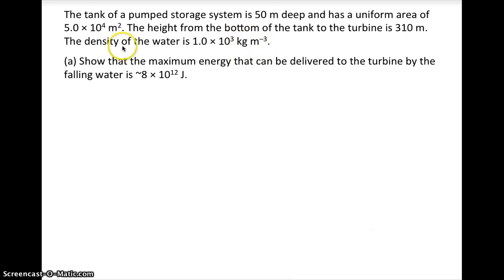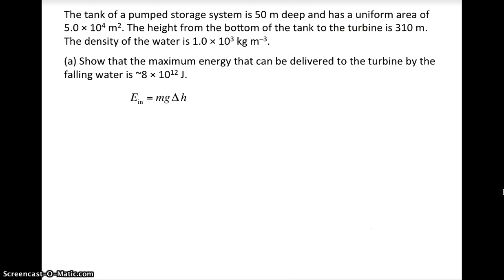So we're given density, rho. What's the formula for density? Oh yeah, it's rho equals mass over volume. First, we show that the maximum energy that can be delivered to the turbine by the falling water is roughly 8 times 10 to the 12 joules. Okay, so we have to show that this is the energy delivered by all of the water when it falls.